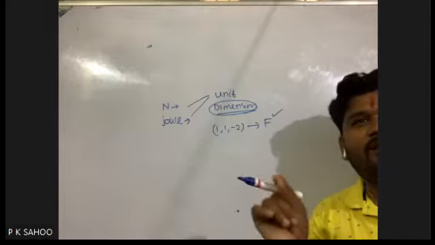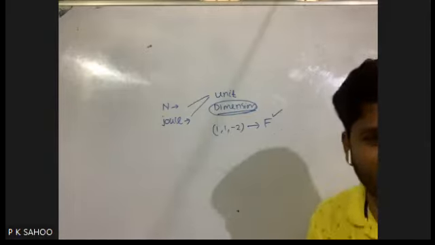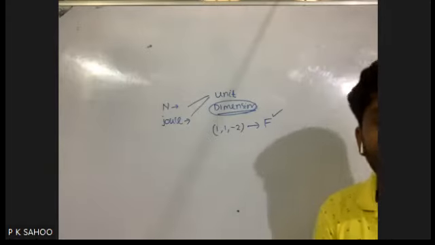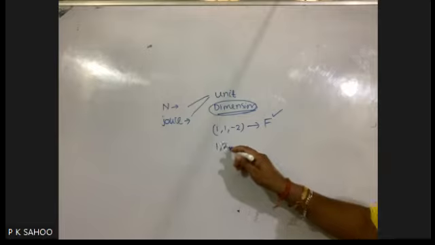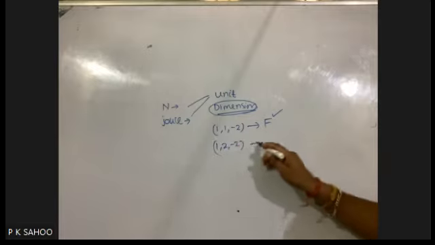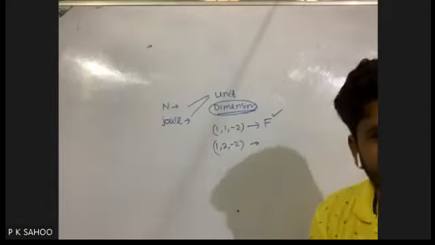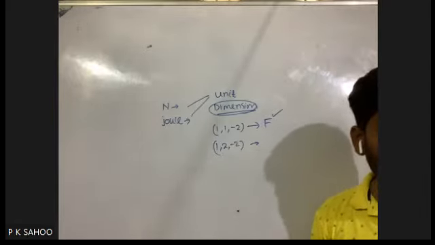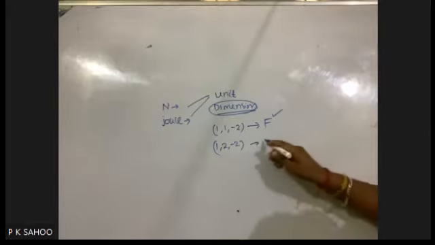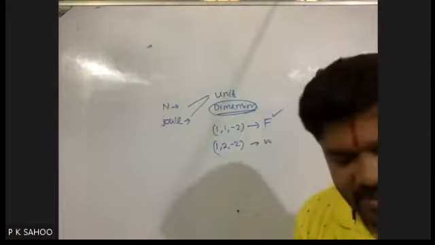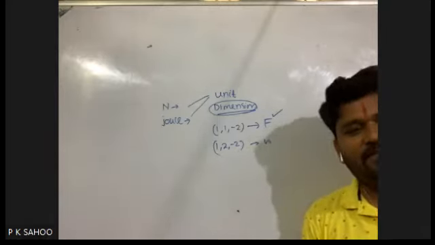If I tell you just 1, 1, minus 2, you can understand that sir is going to tell about force. If I write 1, 2, minus 2, then immediately you will understand which quantity I am going to tell. Pressure. This is work or energy, right? Work, energy. So these numbers are the identity of the physical quantity.